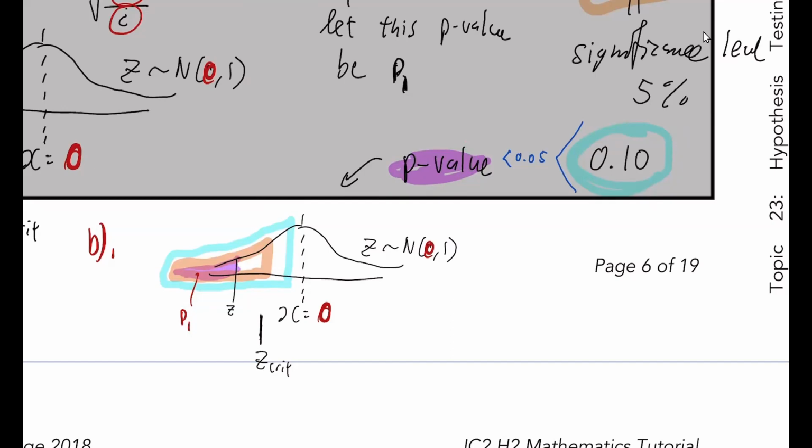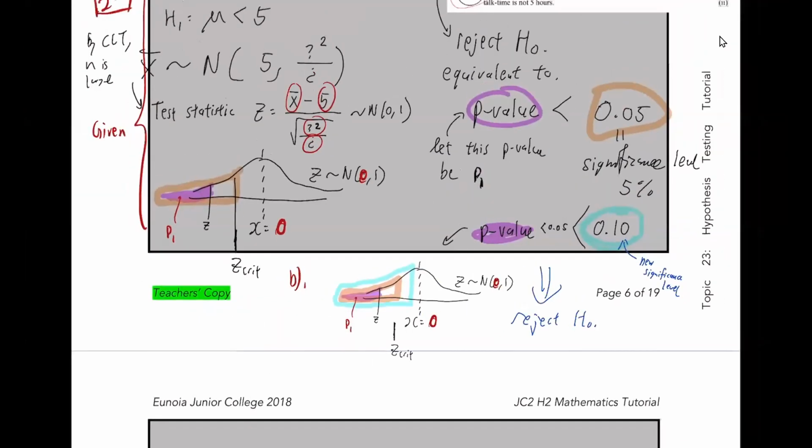Okay, good. So what does this mean? P-value is less than our current new significance level. So it is rejected. Exactly. So therefore, you reject H0. So we can answer the question already.